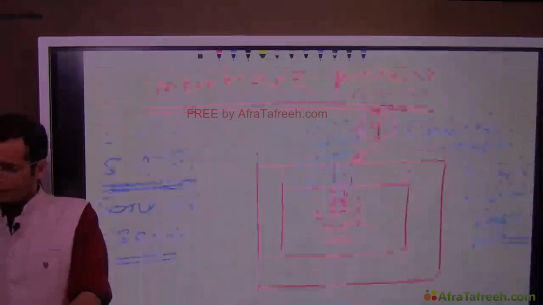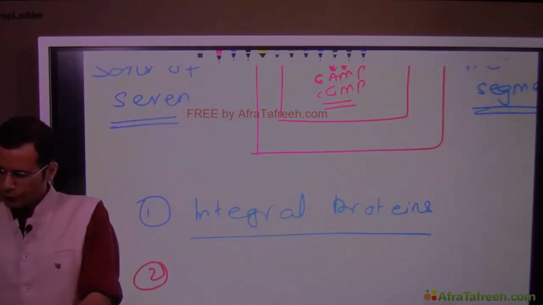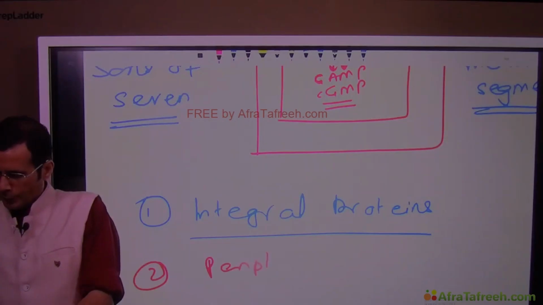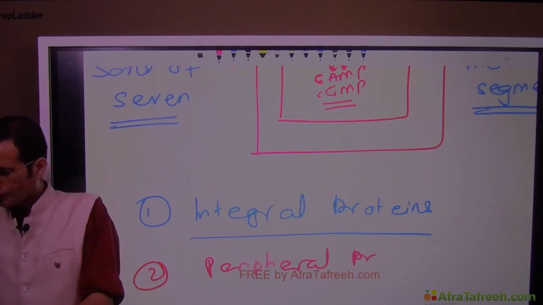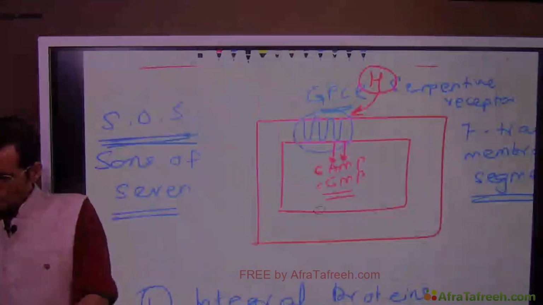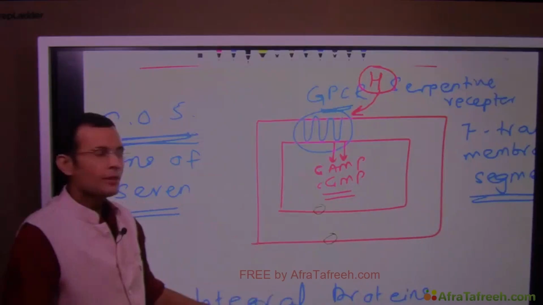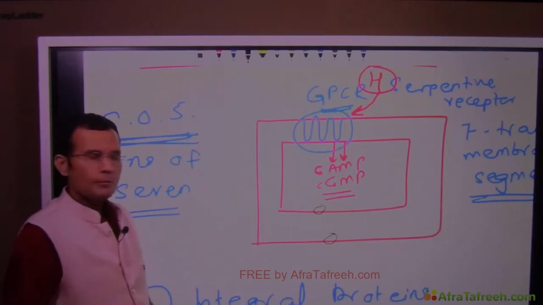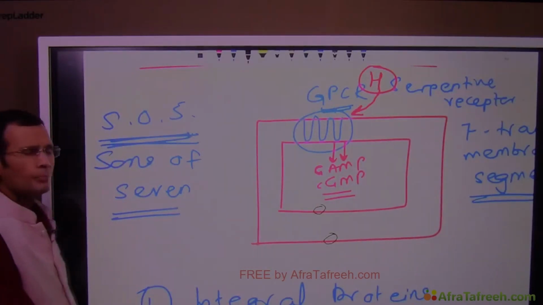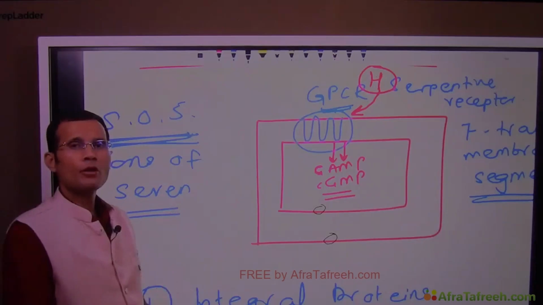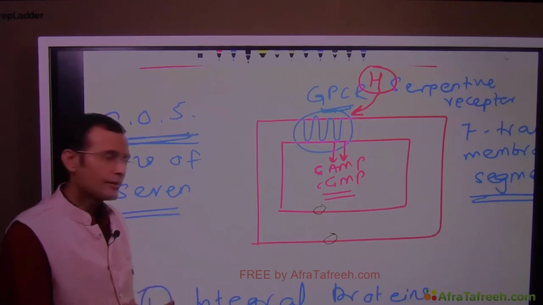So I gave you the example of integral proteins, and the other type of course is peripheral proteins. Peripheral proteins are attached to the membrane on one side of the membrane. They don't span the membrane, okay? They are attached on one side of the membrane. So many of them are involved in cell to cell signaling for adjacent cells.